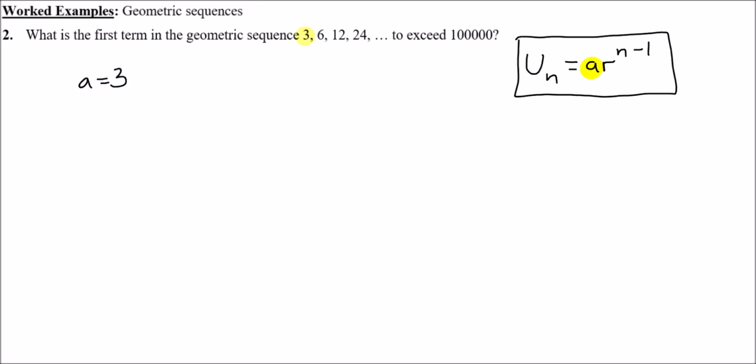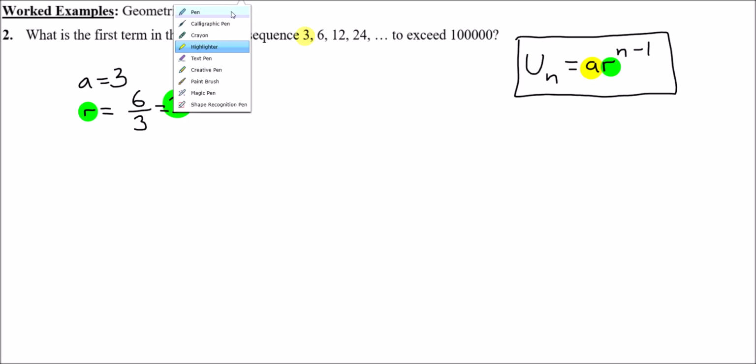And the common ratio, again, we just can see it's doubling. If you're not sure, just do one term divided by the one before it. So 6 divided by 3 is 2. And in fact, I'll write that down. So r is 6 divided by 3, which is 2. So each term is double the one before it.